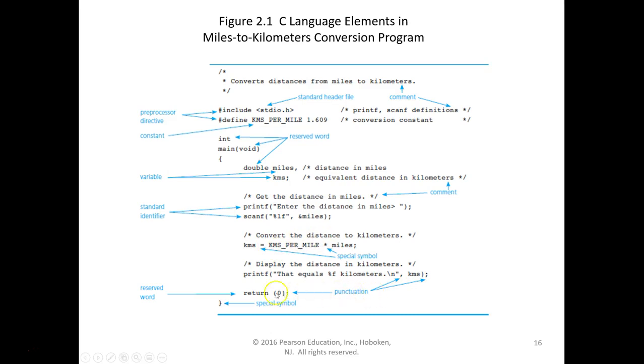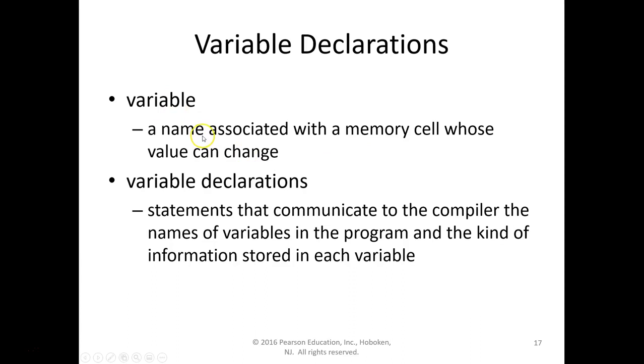Okay, and those are your punctuation special symbols, and those are standard identifiers from C. Those are your variables here, mile, and those are your reserved words. And then those are the comments here. A variable is a name associated with a memory cell whose value can change. You define a variable, and then you have a variable declaration: a statement that communicates to the compiler the name of the variable in the program and the kind of information stored in each variable.